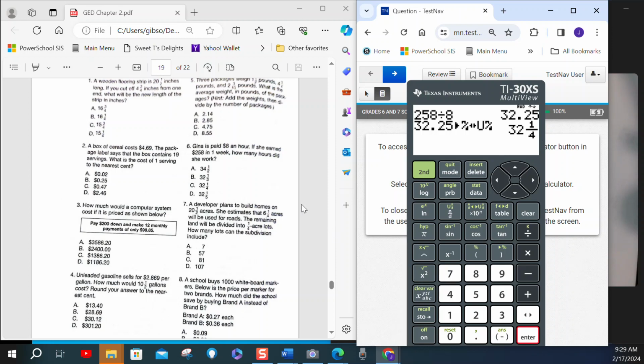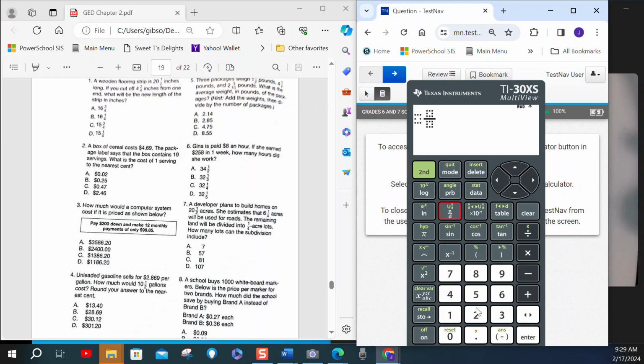Okay, number 7. A developer plans to build homes on 20.5 acres. She estimates that 6.25 acres will be used for roads. The remaining land will be divided into 1/4 acre lots. How many lots can the subdivision include? Okay, so what you have to do here, first let's clear the calculator. First of all, we have to subtract off the 6 1/4 from 20.5, because roads is not where you could build houses or have lots at.